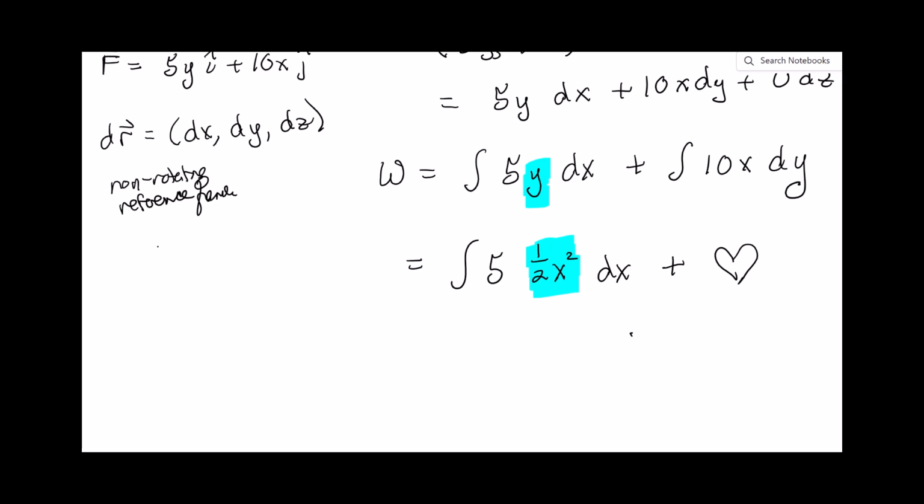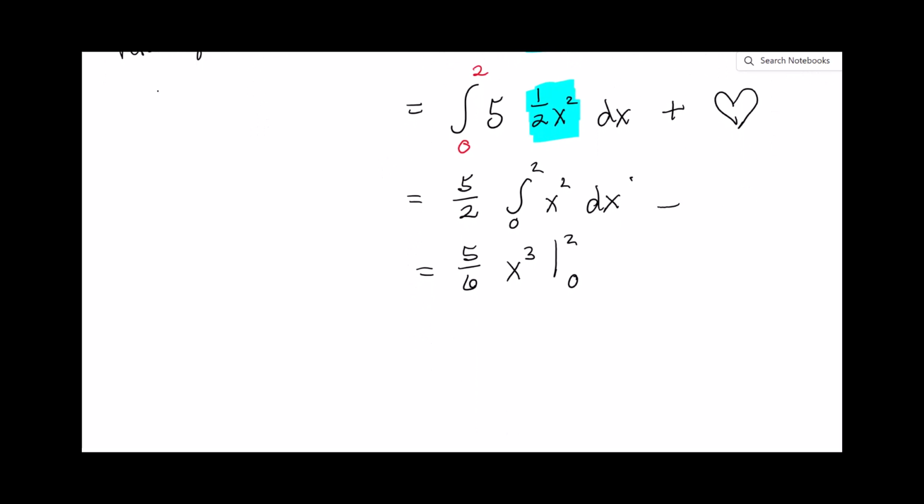So from our picture, it went from (0, 0) to (2, 2). So actually this is really easy. It just goes from 0 to 2. Whether we're on x or y, the limits are going from 0 to 2. So what I've really got here is the integral from 0 to 2 of x squared dx, which is just going to be 5/6 x cubed evaluated from 0 to 2, and again, plus the other part.